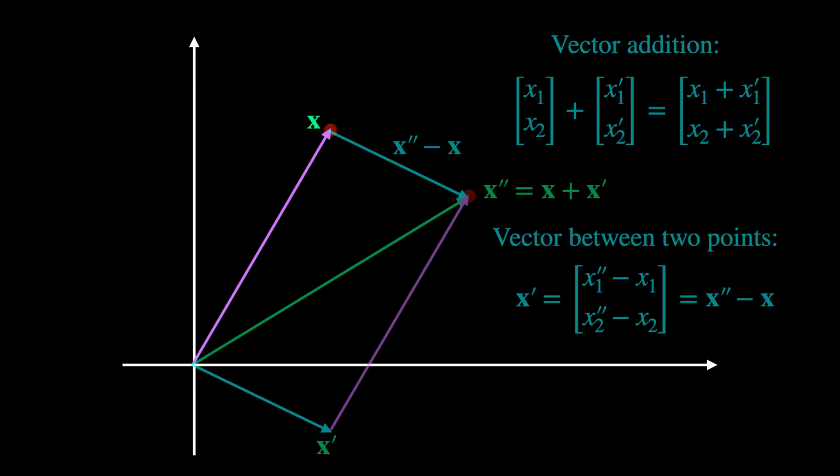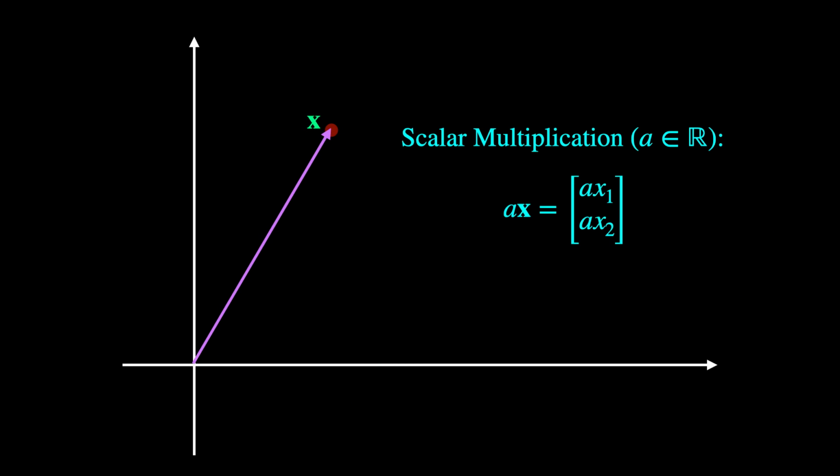Scalar multiplication, which means multiplying a vector by a single number, is exactly as you might expect. Just multiply each entry by that number. This results in vectors with different lengths. But if we're multiplying by positive numbers, they all point in the same direction. So the vector 0.5 times x points in the same direction as x, but is only half as long. And the vector 1.4 times x again points in the same direction, but is longer.